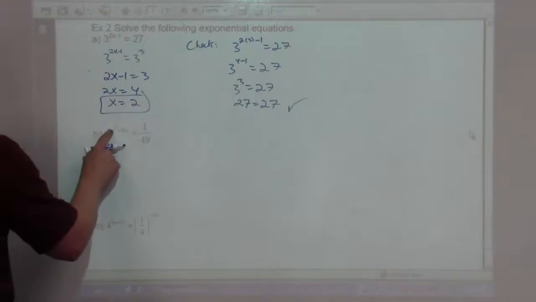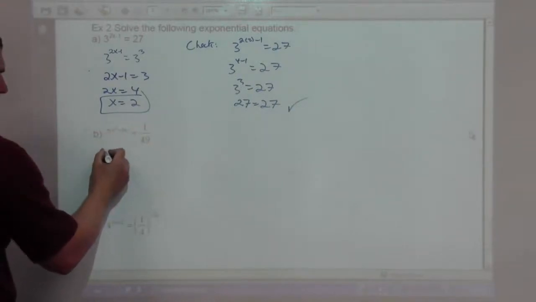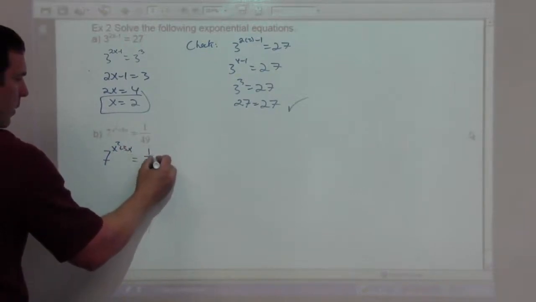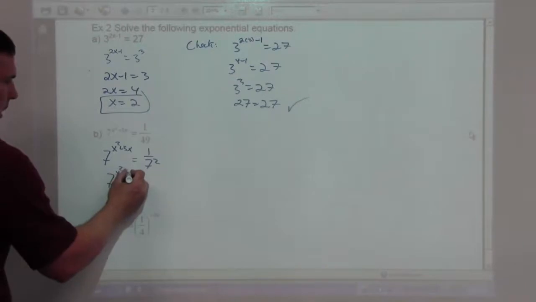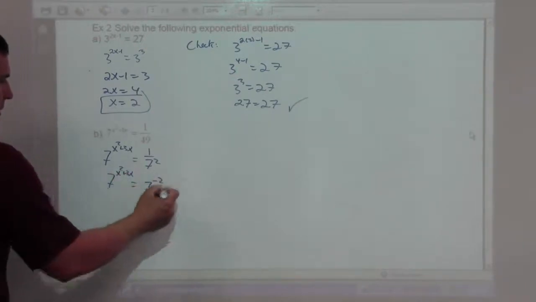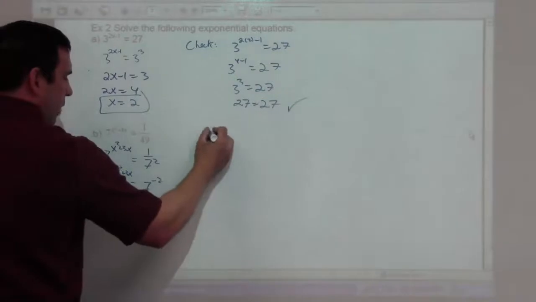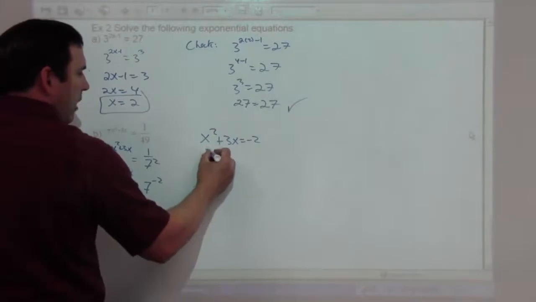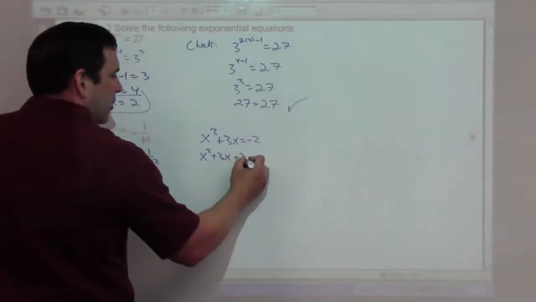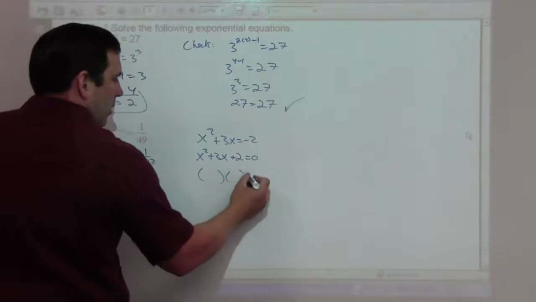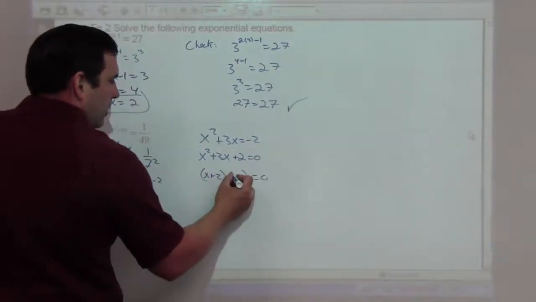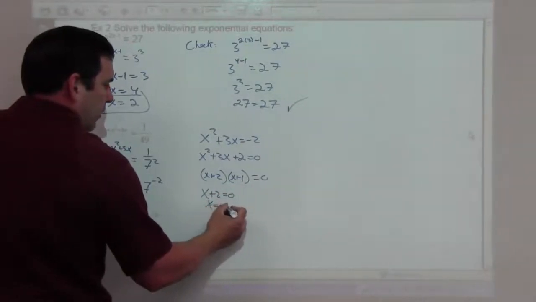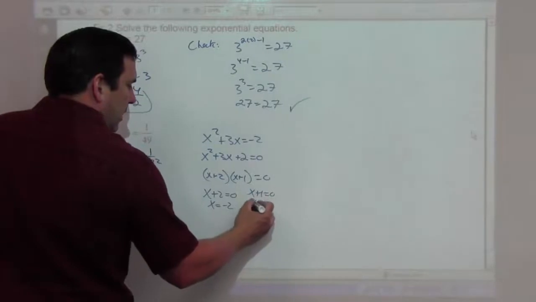In the next one, we have 7 to the x squared plus 3x equals 1 over 49. Well, that's 7 to the x squared plus 3x equals 1 over 7 squared, or 7 to the x squared plus 3x equals 7 to the negative 2. So x squared plus 3x equals negative 2. Bring the negative 2 over. x squared plus 3x plus 2 equals 0. That's going to be x plus 2 times x plus 1. So x plus 2 equals 0 means x equals negative 2. x plus 1 equals 0 means x equals negative 1.